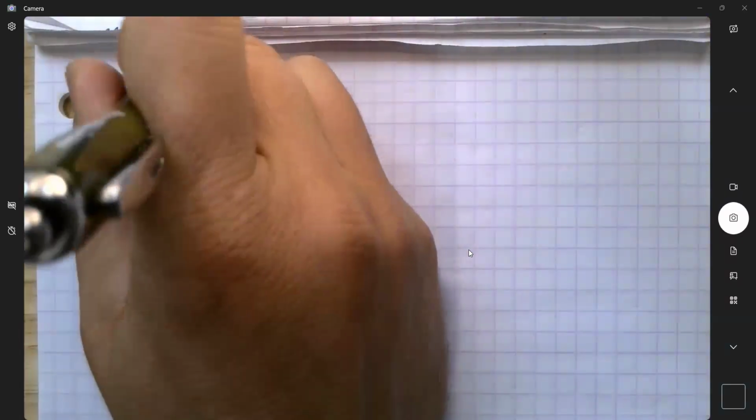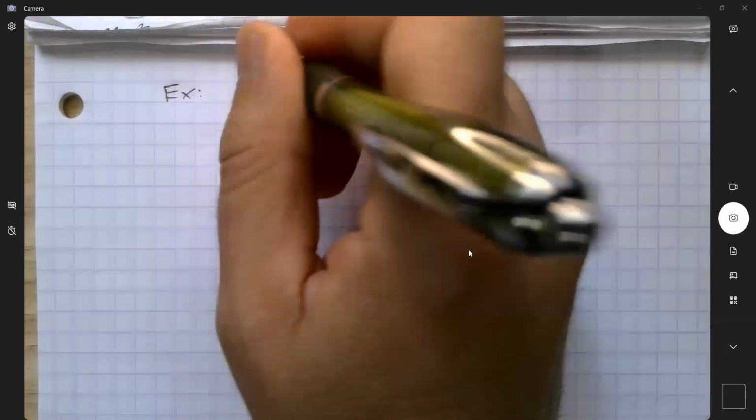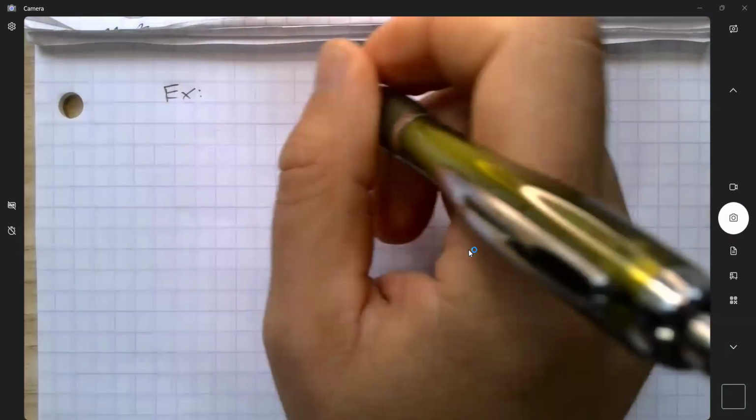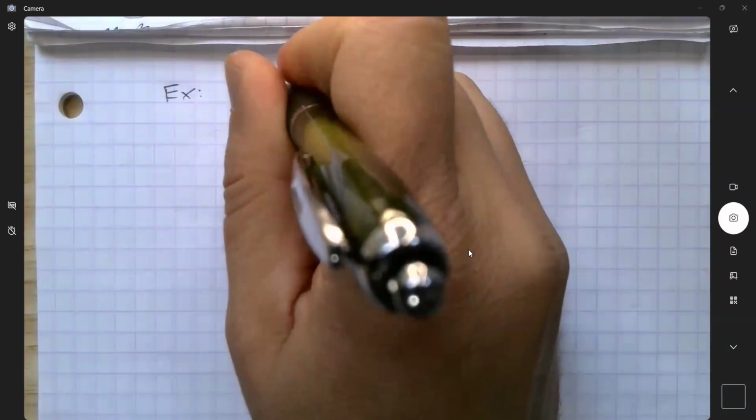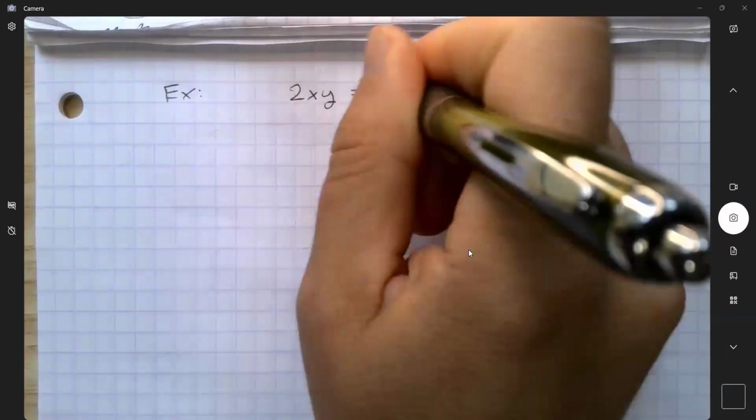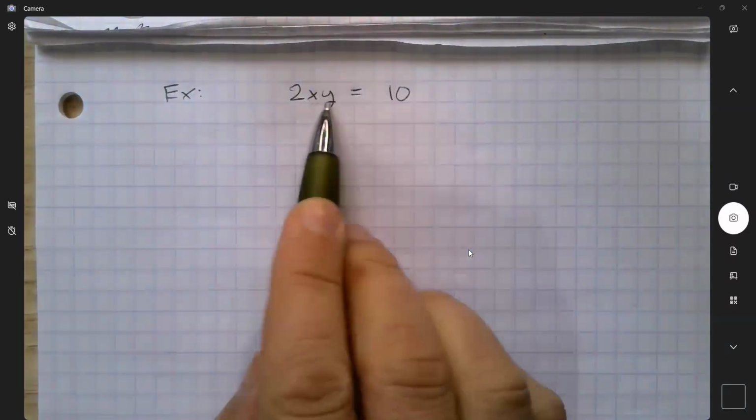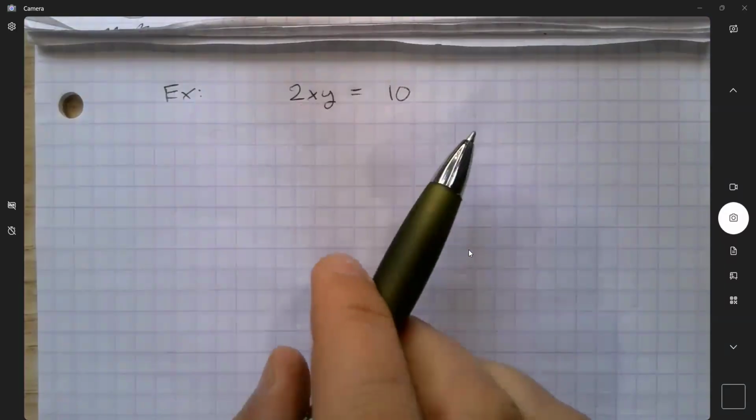Okay, that was an example where the x's and the y's I just had to add and subtract. But let's do another example where this time I have to multiply or divide. So let's look at one where we actually have 2xy equals 10. X and y are both numbers, I just don't know what those numbers are.